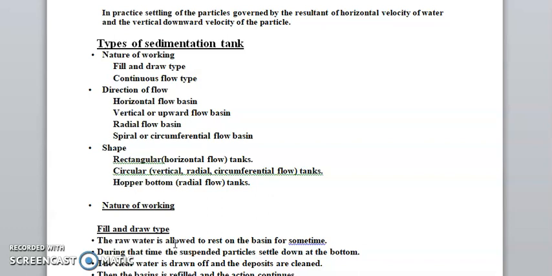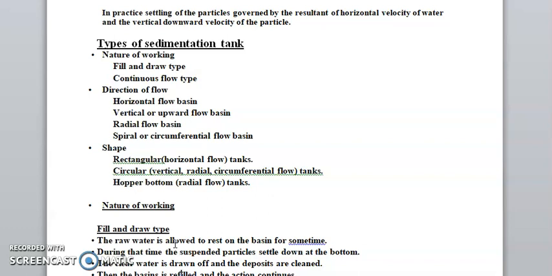Next, by shape: rectangular tank, horizontal tank, hopper bottom tank. These are the types of sedimentation tanks. In plain sedimentation, by nature of working: fill and draw type, continuous flow type. By direction of flow: horizontal flow basin or vertical upward flow basin, radial flow basin, and spiral and circumferential flow basin. By shape: rectangular tank, circular tank and hopper bottom tank.